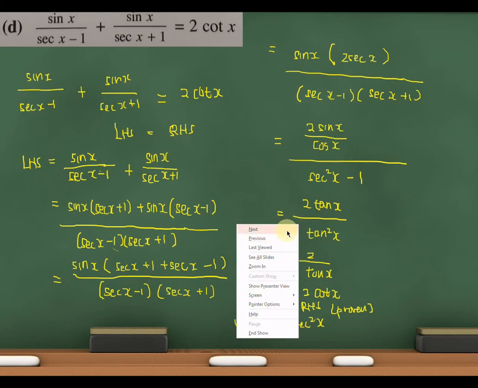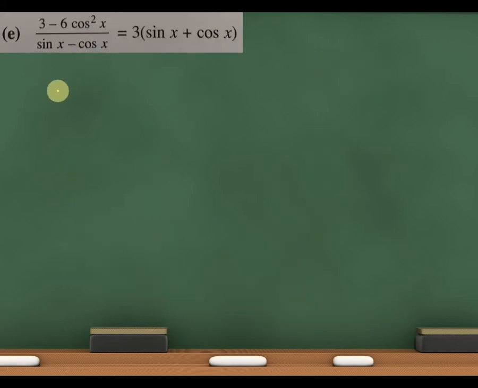So let's work out the next one, the last one. Yeah, I believe by now there's some pattern that you see. Always factorize and change the terms to the trigo that is near or similar to the one on the right hand side.